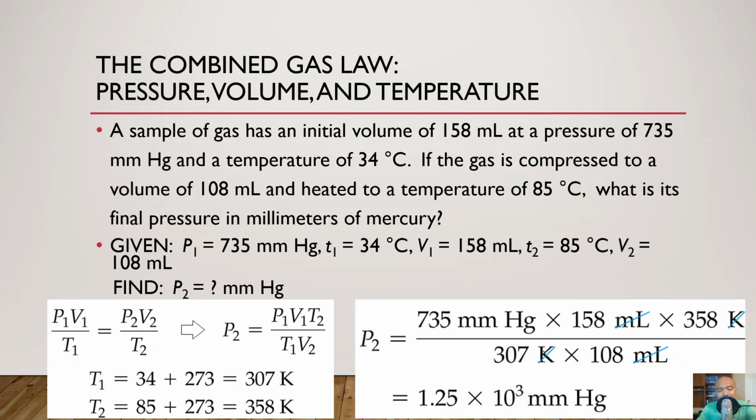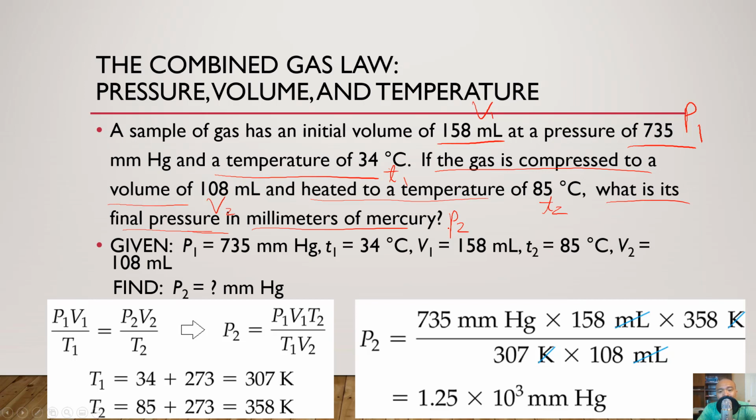Let's look at one example. A sample of gas has initial volume. I would like to remind everybody, when you are reading this question, I want you to label this. So that's our V1, right? At the pressure, so this is our P1, and the temperature, so that's our T1. Now, if the gas is compressed to a volume of 108 milliliters, so that's our V2, and heated to a temperature of T2, what is its final pressure in millimeters of mercury? So this would be our P2.